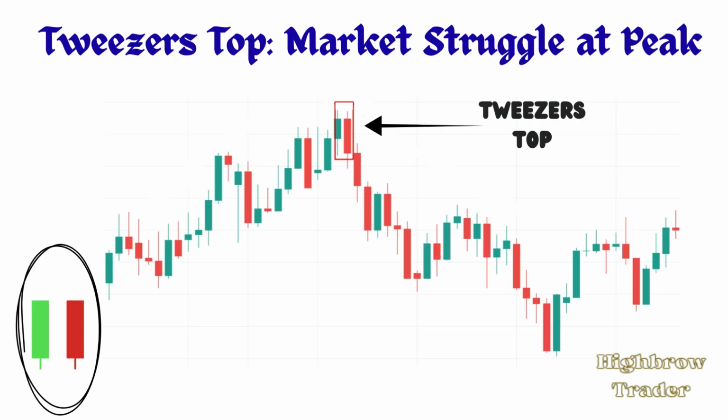A tweezer top is a bearish reversal pattern found at the end of an uptrend. It consists of two candles with nearly identical highs, the first being bullish and the second bearish. This pattern indicates that buyers attempted to push the price higher but failed, suggesting potential selling pressure. Look at the chart below. Notice how both candles have similar highs, hinting at a possible reversal to the downside.